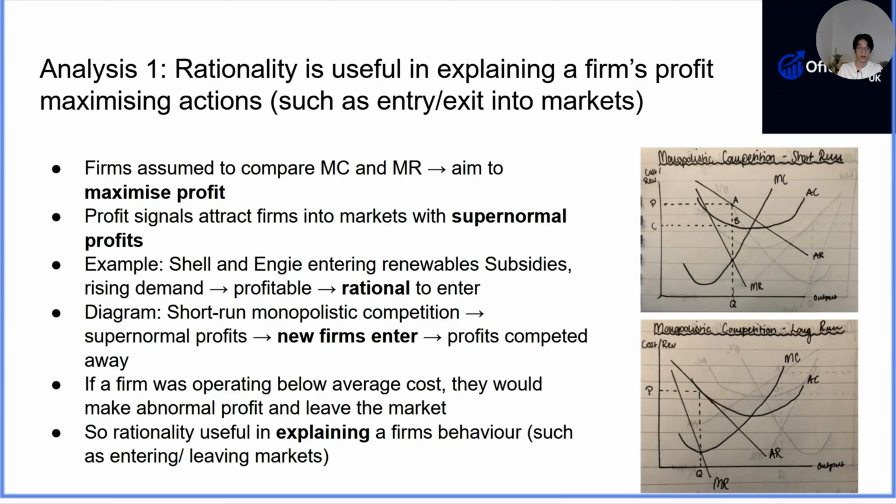We can show this with a diagram of a firm in monopolistic competition making supernormal profits in the short run. This is the top diagram here. When profits are available, firms enter, supply increases, and these profits are gradually competed away to a point where normal profits are being made at PQ in the second diagram. That's classical rational behavior, firms responding to market signals. When profits can be made, they enter the industry. When they can't, they don't.